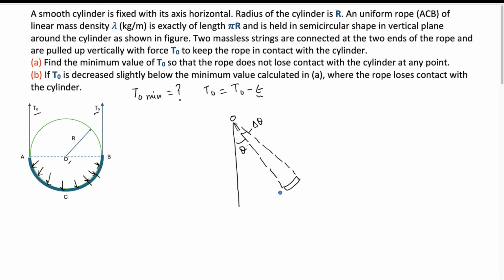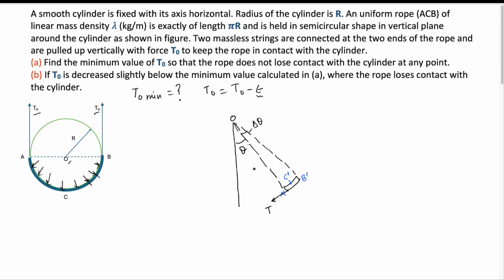Let's call these points A prime and B prime, and the center of this, let's call it C prime. We will see why we are doing this. So you see that there is a tension here which is being applied at this point A prime in this direction, because the rest of the rope before this is pulling this small piece of the rope in this direction, and let's call this T.